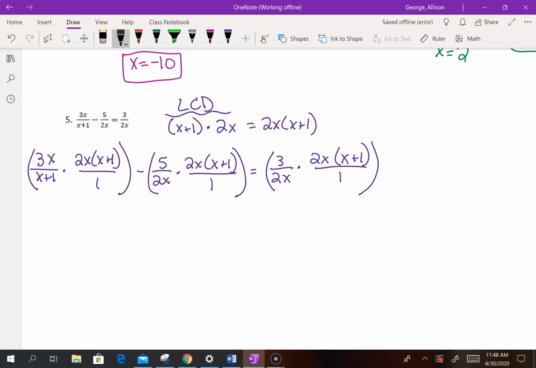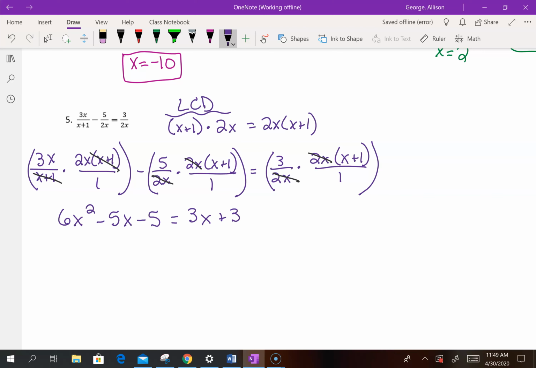And then we're going to go through and cancel. So the x plus 1's will cancel, the 2x's will cancel, and the 2x's will cancel. Alright, so over here, that's going to be 3x times 2x, so that's going to give us 6x squared. Over here, we've got negative 5 times x plus 1, so that's going to be negative 5x minus 5. And then over here we've got 3 times x plus 1, so that's going to be 3x plus 3.